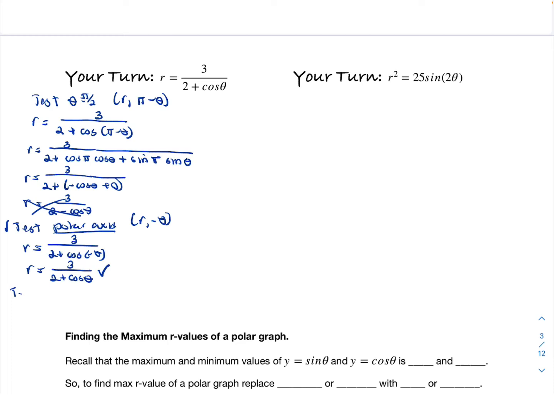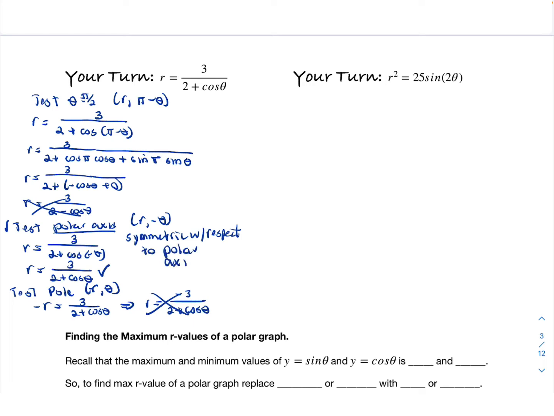I'm not done. I have to also test symmetry with respect to the pole. And I get that r is equal to negative 3 divided by 2 plus cosine of theta, which is not equivalent to the original. So the only thing I can assume algebraically is that this function is symmetric with respect to the polar axis. Okay, you try this next one.